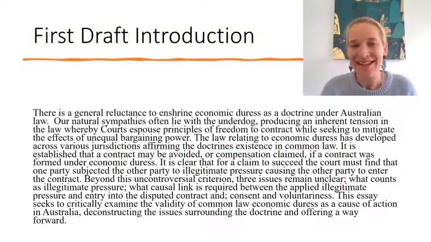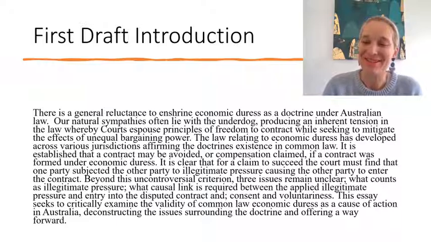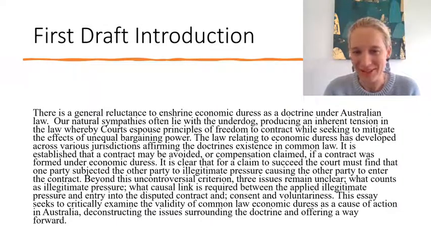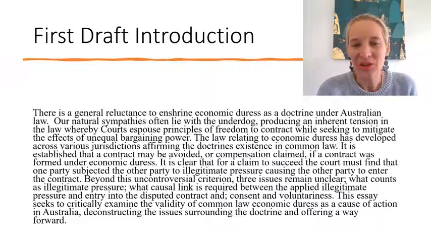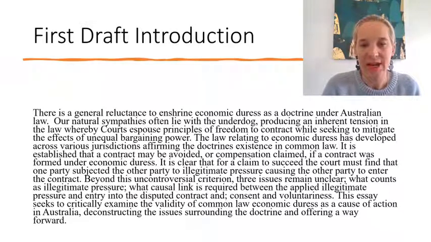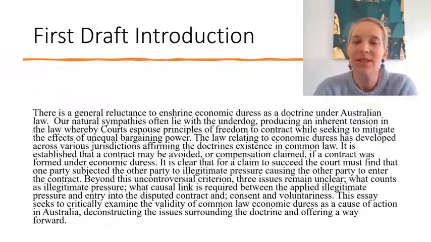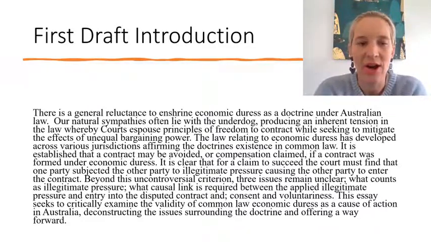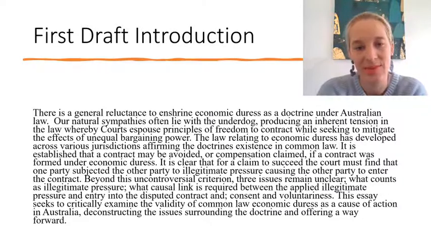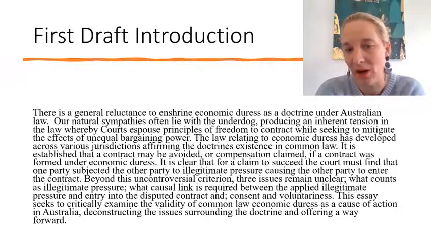Here is a student's first draft in response to this particular question. Let's have a look at their first 5 sentences. So there's a general reluctance to enshrine economic duress as a doctrine under Australian law. Our natural sympathies often lie with the underdog, producing an inherent tension in the law whereby courts espouse principles of freedom to contract while seeking to mitigate the effects of unequal bargaining power. So students identifying a little bit of a tension there.